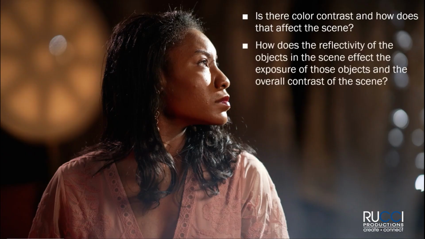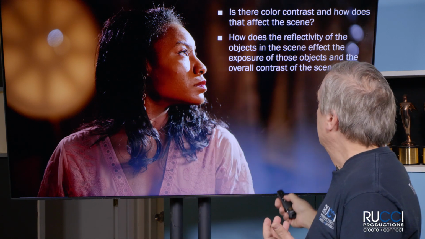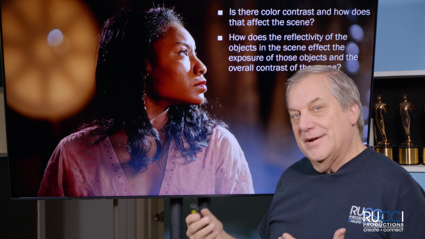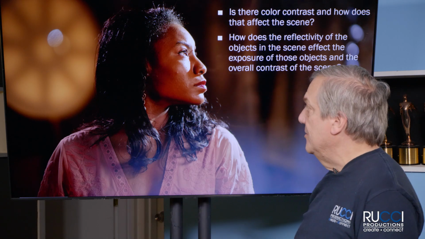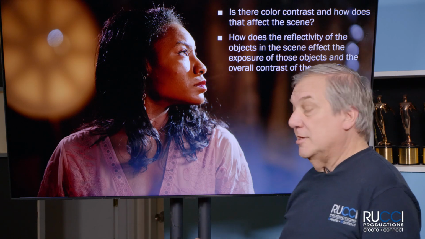Are there objects with different reflectivity in the scene? And how does that work? How are these objects reflecting light? How is that affecting the exposure? How are brighter or darker objects exposing darker or lighter in the final exposure? And how does that affect the contrast in the scene? Darker objects and lighter objects creating overall contrast.